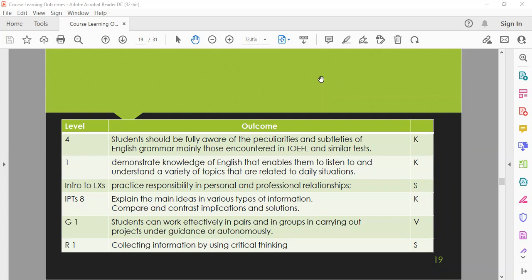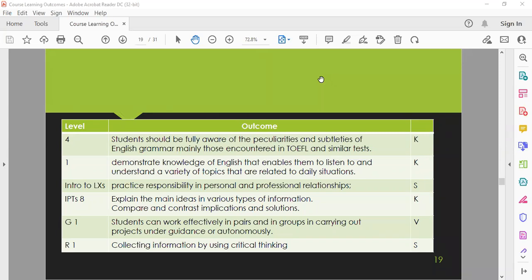Thank you. Next one: practice responsibility in personal and professional relationships. And this is from a skill domain. This is Introduction to Linguistics. Practice responsibility. Yes, Dr. Farid, please.